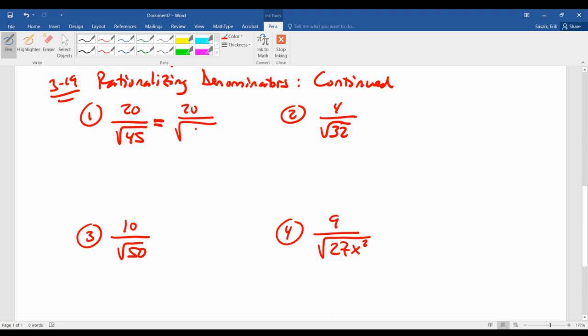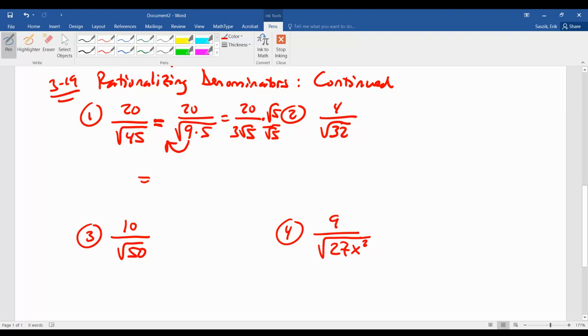Remember, you can break that 45 up to what? That would be 9 times 5. Square root of 9 is plain old 3, right? So you now have 20 over 3 root 5. Remember, the root 5 is the problem. We got to multiply by root 5 over root 5.